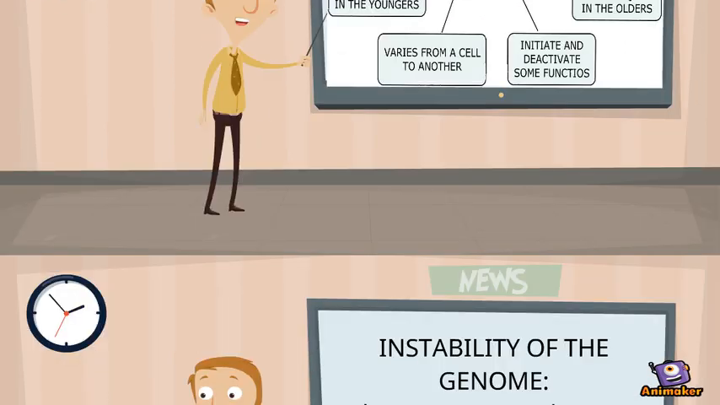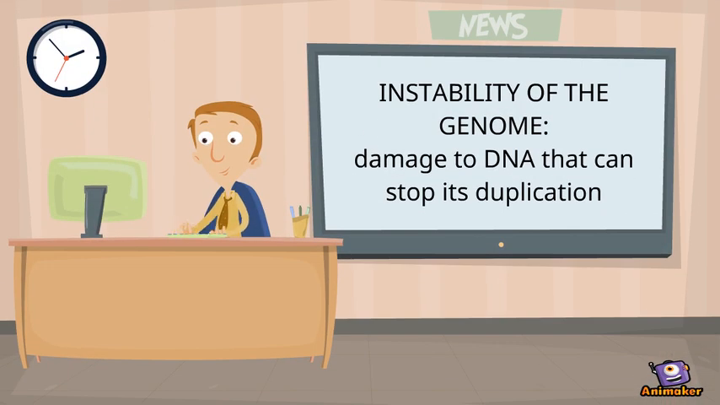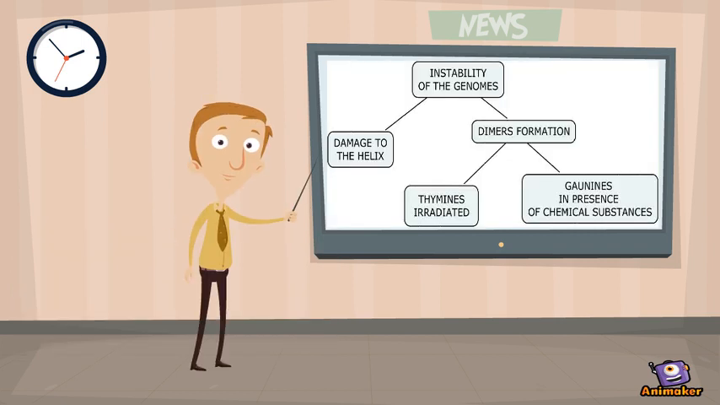The genome is unstable: the DNA filament can be damaged and not be able to replicate again. The filament can break and be repaired by the ligase enzyme. There also can be the formation of dimers.